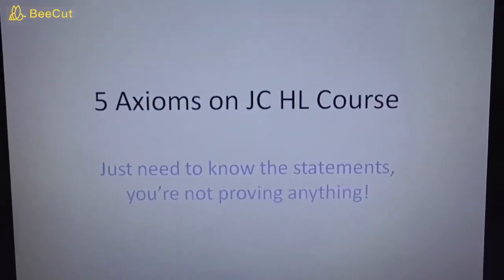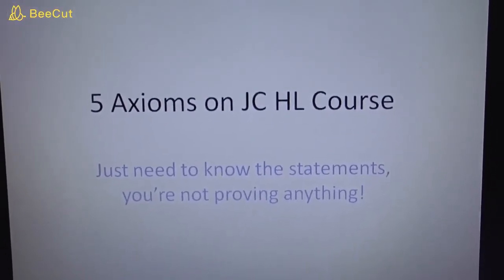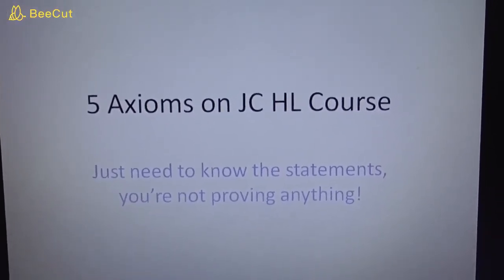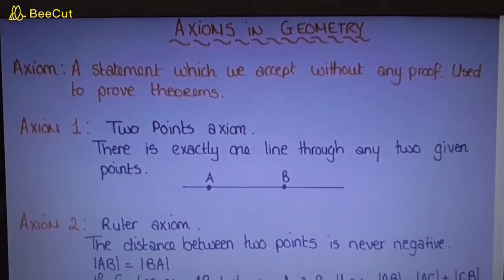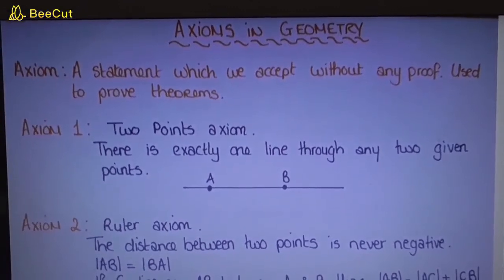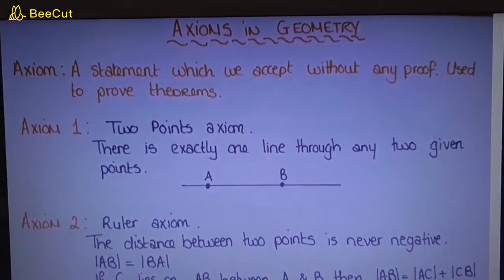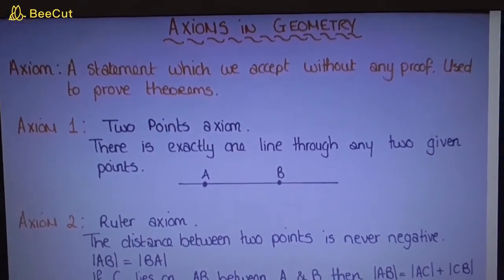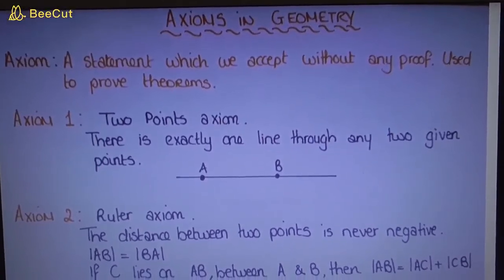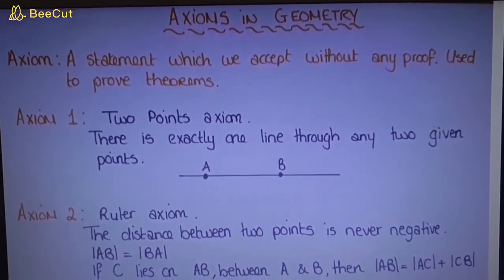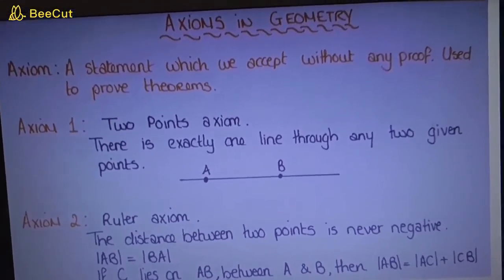On your course there are 5 axioms that you just need to know. You don't need to learn them off by heart or anything, you just need to know them and understand them. Axiom 1: there is exactly one line through which any 2 points would lie upon. That's just a given statement that you know to be true. The points A and B lie on that line, and there's only one line that will go through those 2 particular points. There isn't another line that could go through the 2 points coming from a different angle.